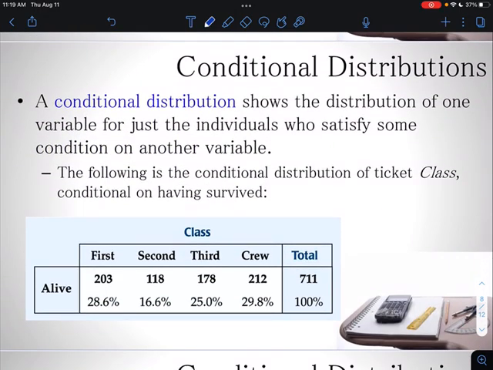Now, conditional distributions, these are the ones that are probably a little bit more difficult. And a lot of times it's just a matter of being able to set up the right conditional distribution. And so a conditional distribution shows the distribution of one variable for just the individuals who satisfy some condition for another. So of the two variables, they're going to say, what's the distribution of this variable given this condition from the second? So like if we look below here, it says the following conditional distribution of ticket class. So the distribution is about ticket class, given the person survived.